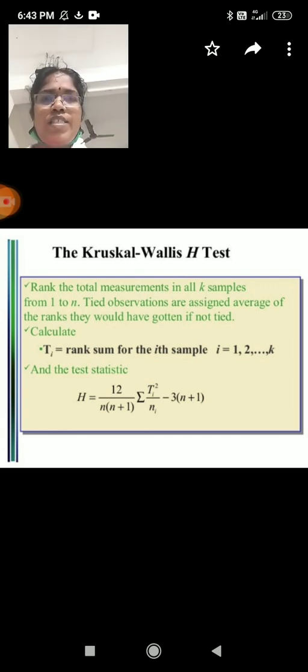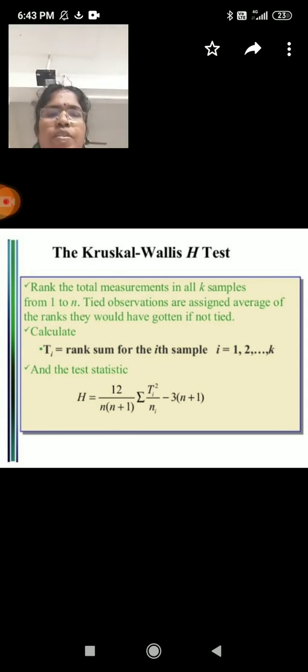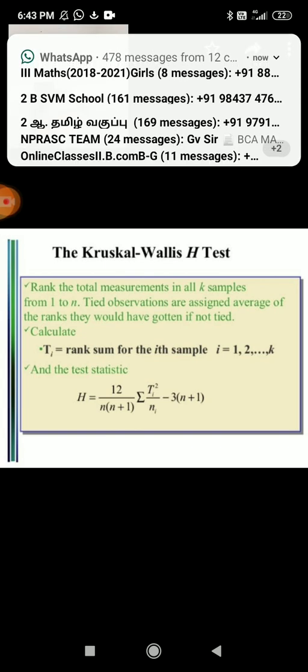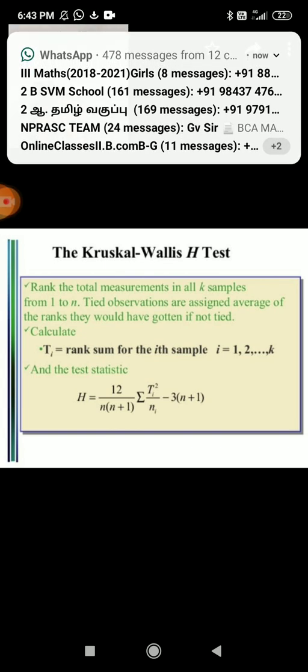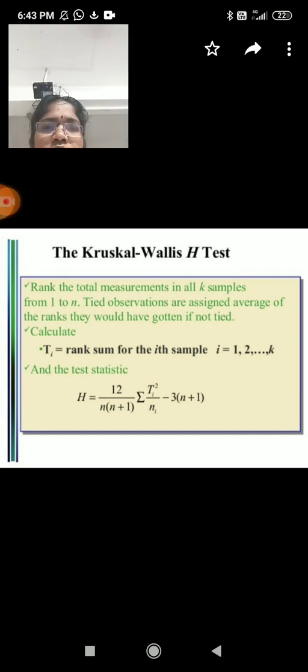Mathematics. Today we see the Kruskal-Wallis test, statistics for management, 4th unit. Here we have to find the range, the total measurements in all the samples from 1 to n. Tied observations are assigned the average of the ranks they would have had if not tied. Here TA equals the rank sum.